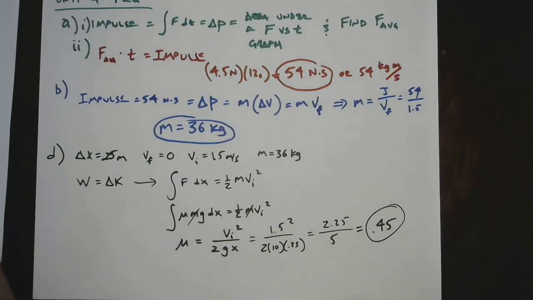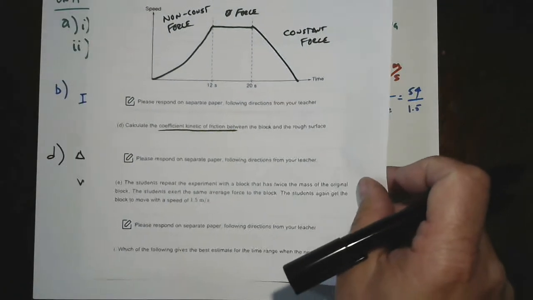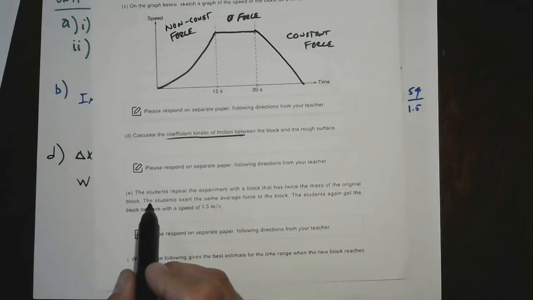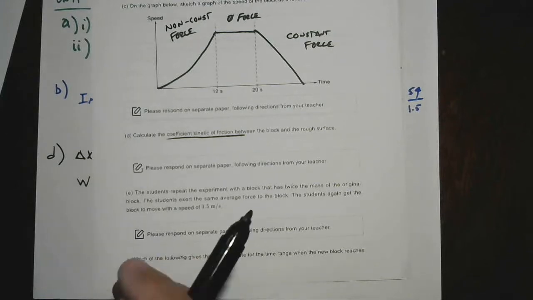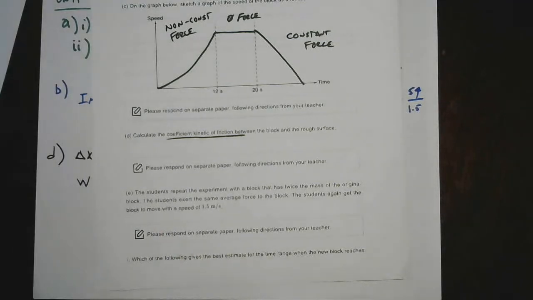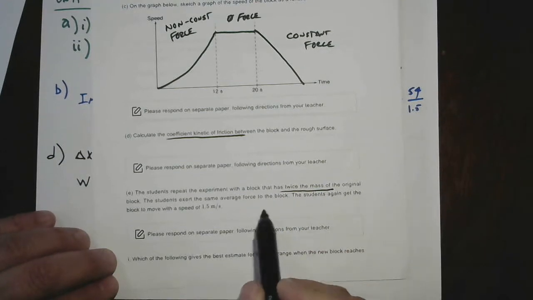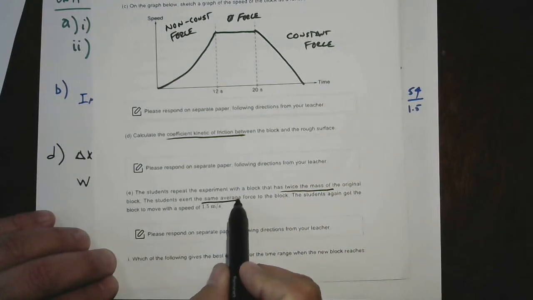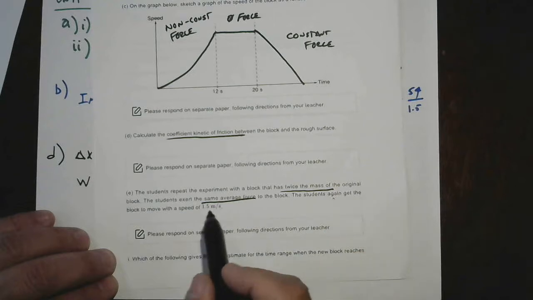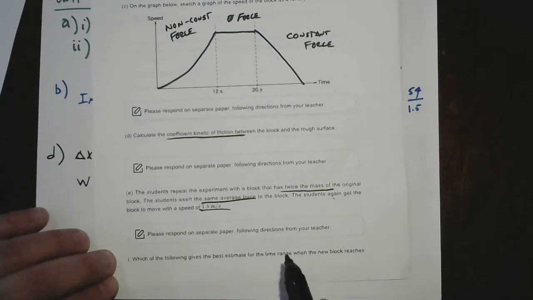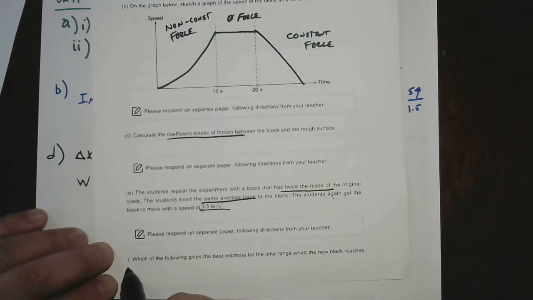We are really flying through this stuff. Now, part E, for which I will need a new fresh sheet of paper. Part E says the students repeat the experiment. Don't they always? The students repeat the experiment with a block that has twice the mass of the original block. The students exert the same average force on the block. The students again get the block to move with a speed of 1.5. Please respond on a separate paper with directions from your teacher.